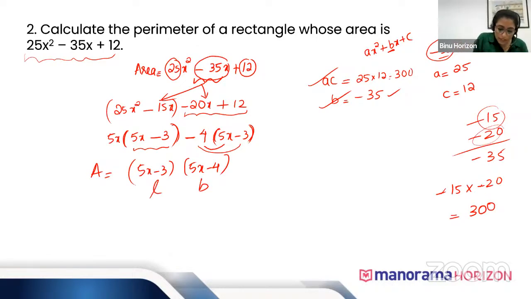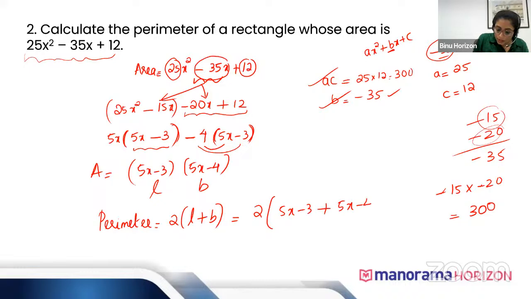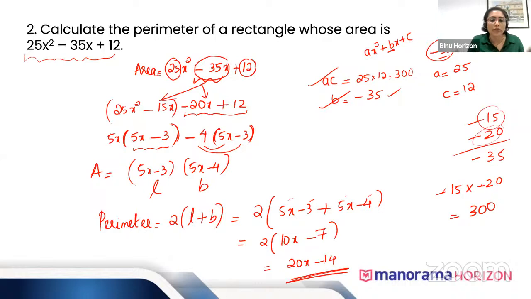So, one you can take as length and one you can take as breadth. Understood? Now, my question is to find the perimeter. The perimeter of a rectangle is 2 into (L plus B). Just substitute these values: 5x minus 3 plus 5x minus 4. 5x plus 5x is 10x, and minus 3 minus 4 is minus 7. You get 20x minus 14. This is the perimeter I'm getting for this particular rectangle with area 25x square minus 35x plus 12.